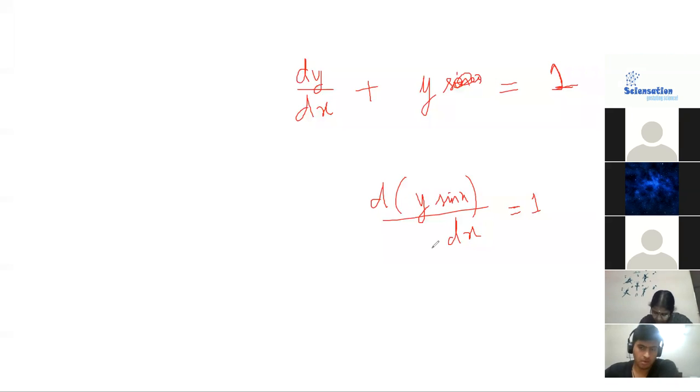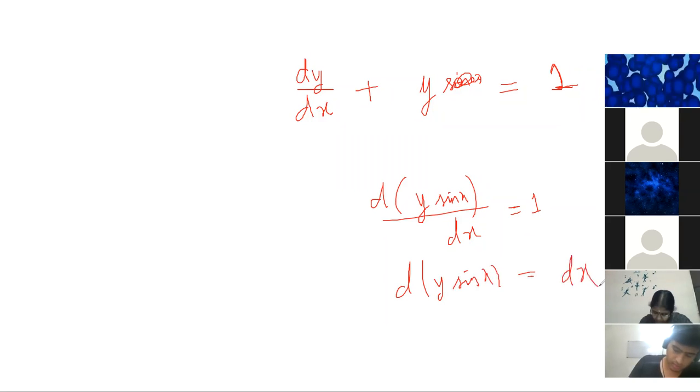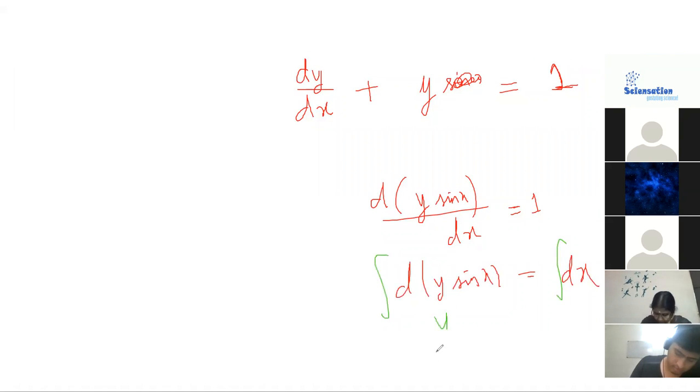What will you do if you get d(y sin x) equal to dx? You take the dx on the right side and you get d of y sin x equal to dx. Then you have two differential elements. On both sides you will do integration. Then what will you get? y sin x is equal to x plus c.